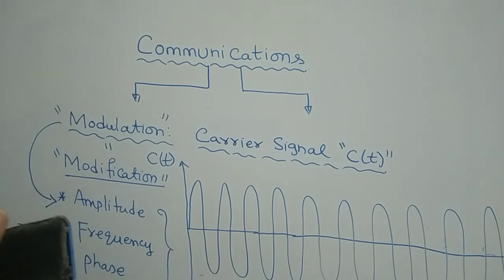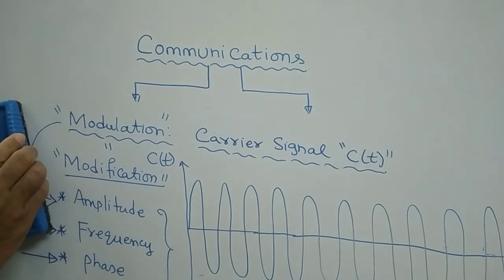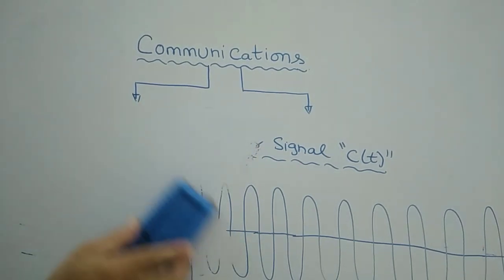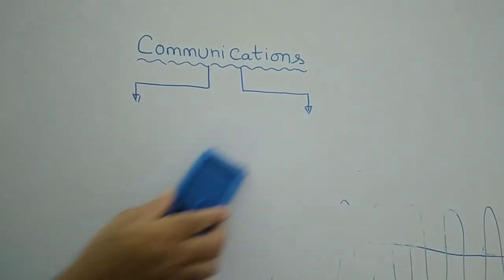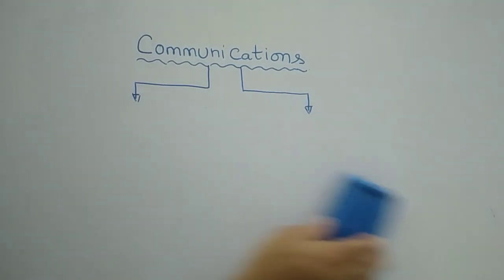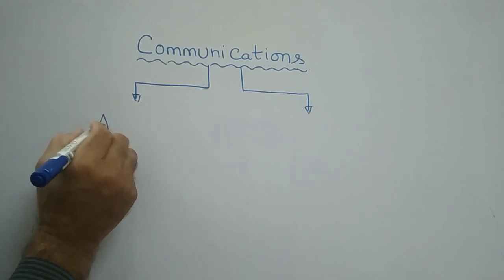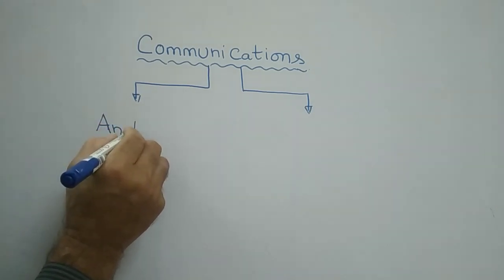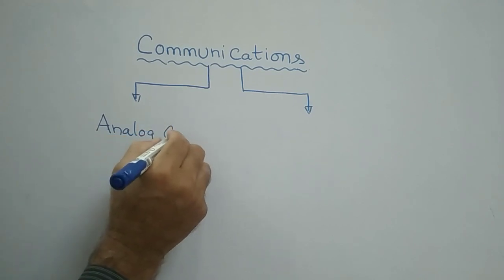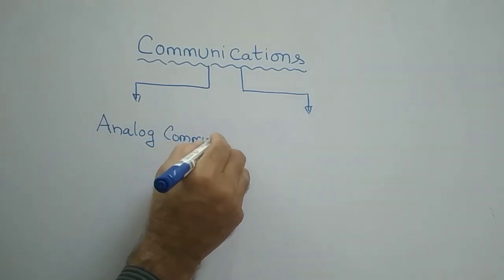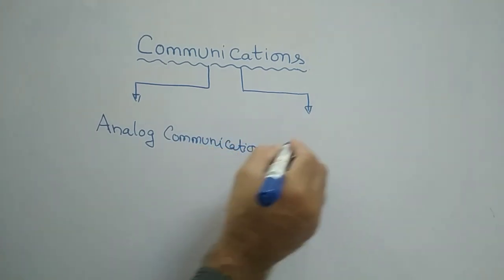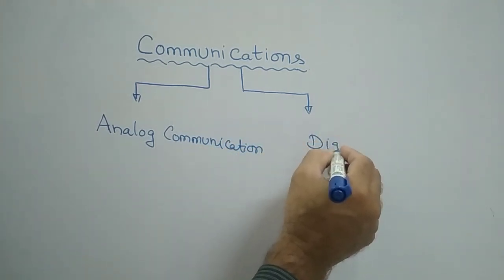And coming back to our communication, I just explained what a message signal is, what a carrier signal is, and how the modulation process can be defined with these two signals. Now coming to communication, we have two varieties: as I already told you, one is analog communication, and the second one is digital communication.